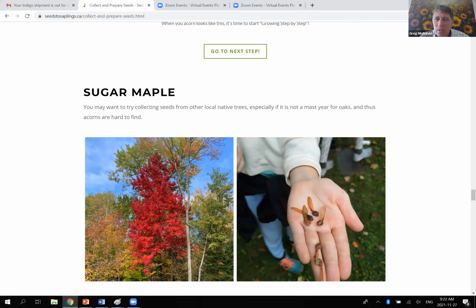If you happen to get a year where it's hard to find them, again, the sugar maples are usually quite abundant. But the ideal for the kids is a little more exciting: have them grow both species. So all those instructions are here.